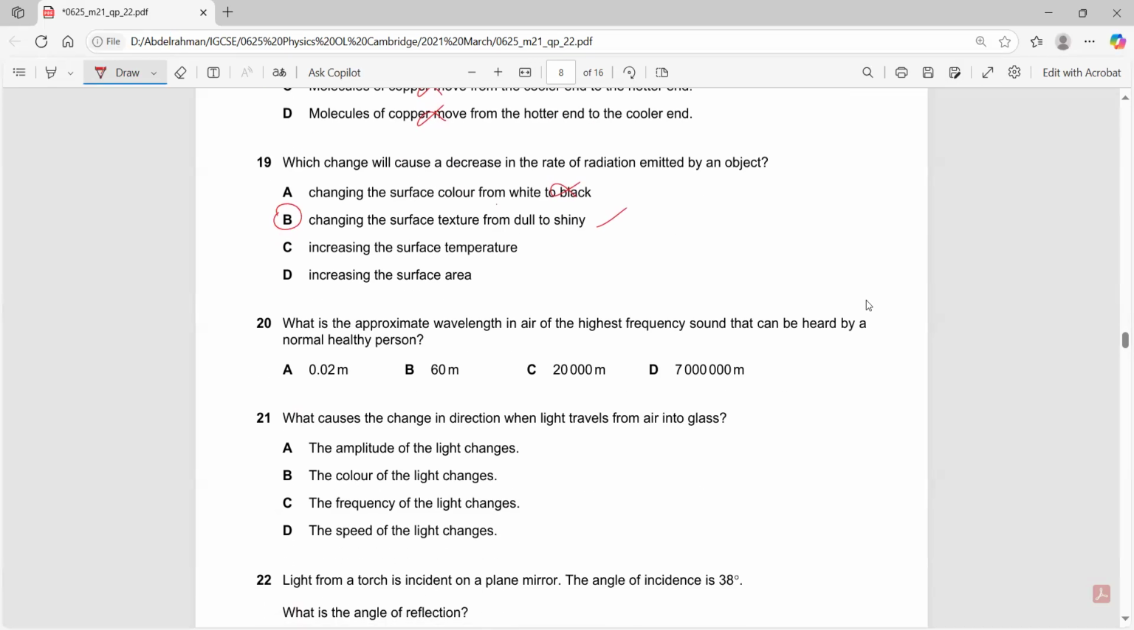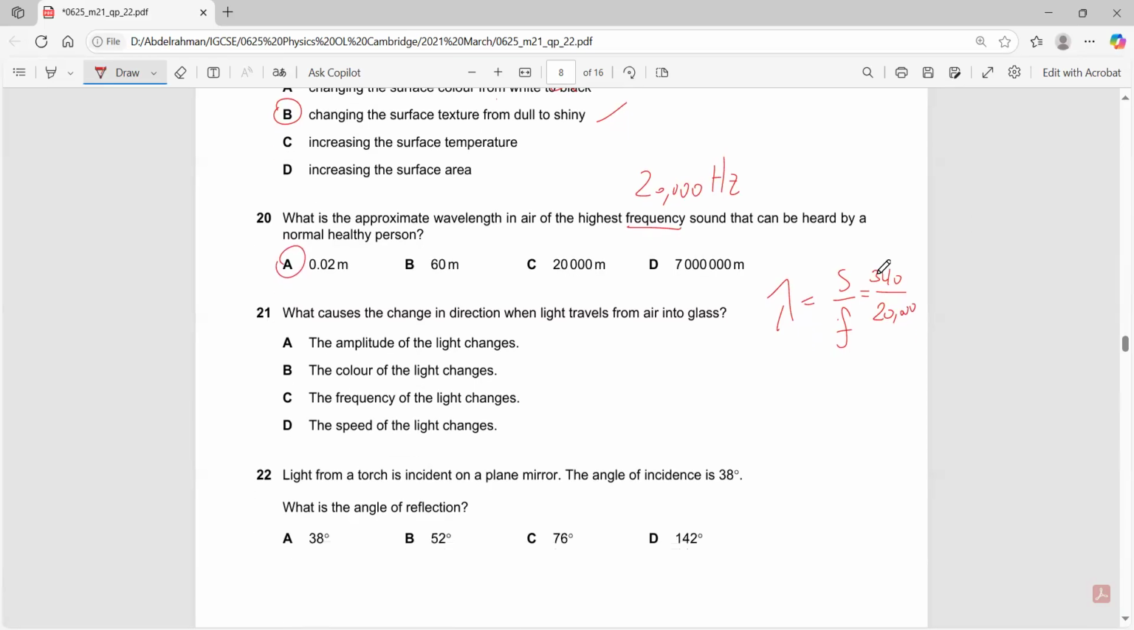Approximate wavelength of air at the highest frequency. What is the highest frequency? 20,000 hertz. This is the highest frequency audible by a normal human ear. Can I find the approximate wavelength? Wavelength would be equal to the speed over the frequency. Which speed should I choose? Whatever speed within the range. For example, you can say 330 meters per second, or 340 meters per second. Even if you say 300 meters per second, which is slightly less than the range, it would give you a number very close to the actual value. So if I say 340 divided by 20,000, this would give me 0.017, or the closest number is 0.02 meters.